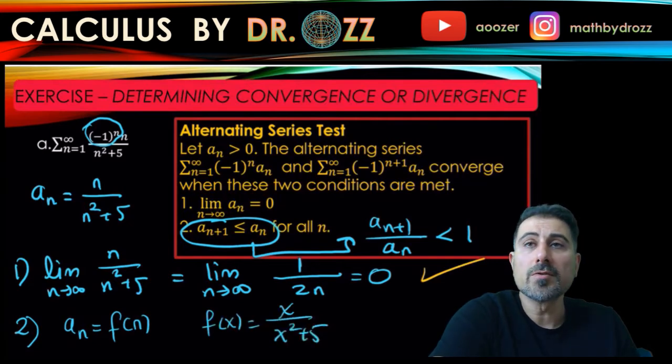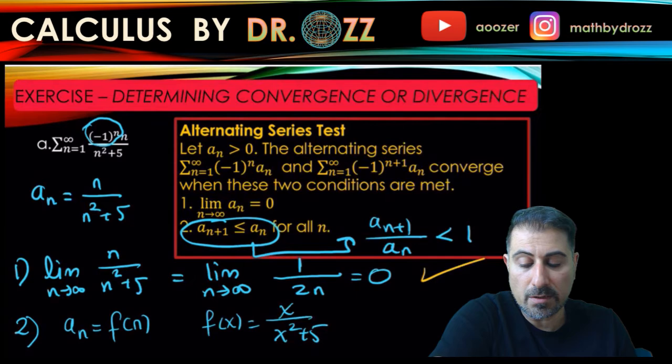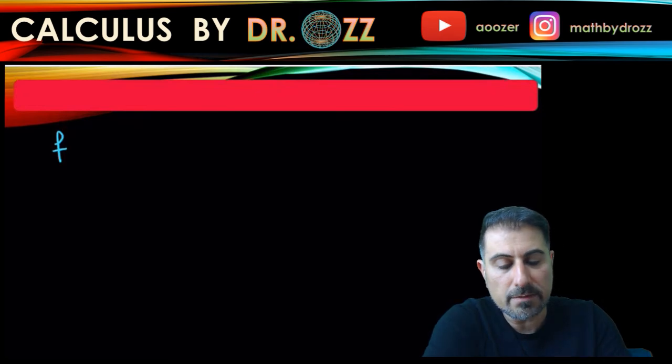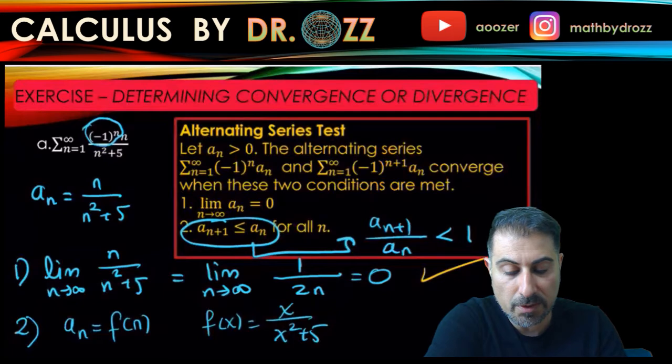All it boils down to is taking the derivative of that. Why don't we find it? So f prime. Let me just write f first again. Here we go. f is x over x squared plus 5.